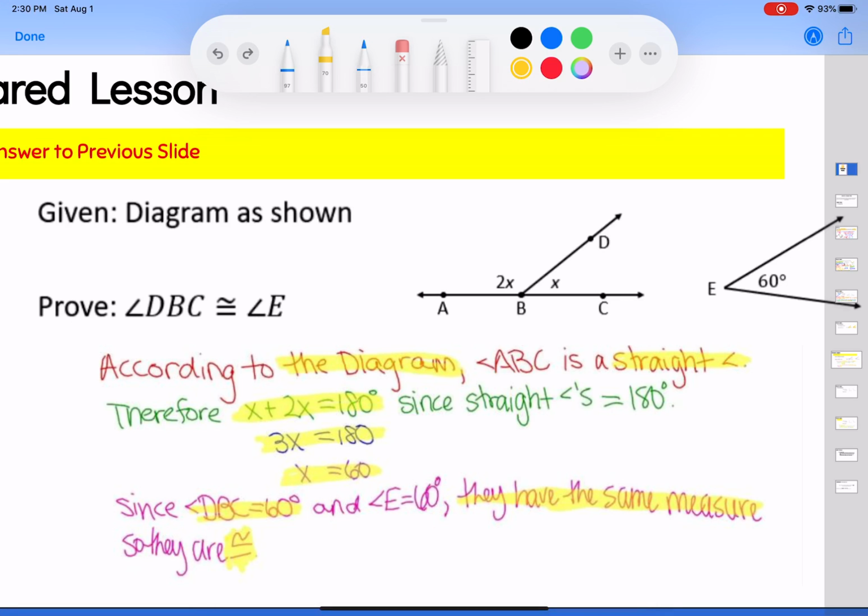Then notice all I have to do is just show work. You don't have to say why you can do each step. That's just algebra. Algebra would be our reason in our two-column proof. So just show the work. So I see that I get x equals 60.